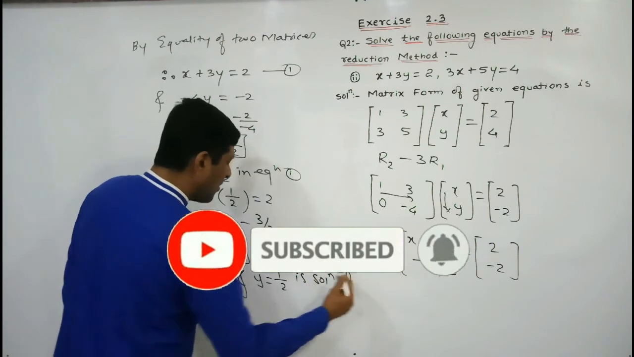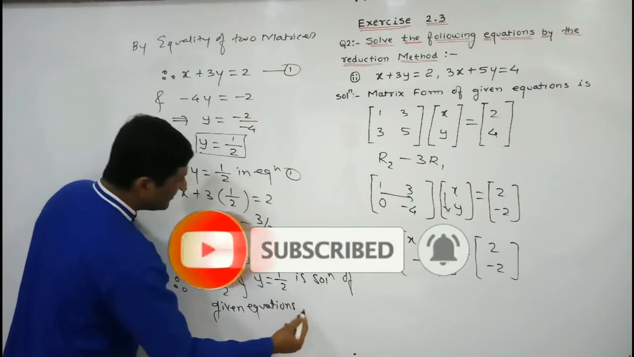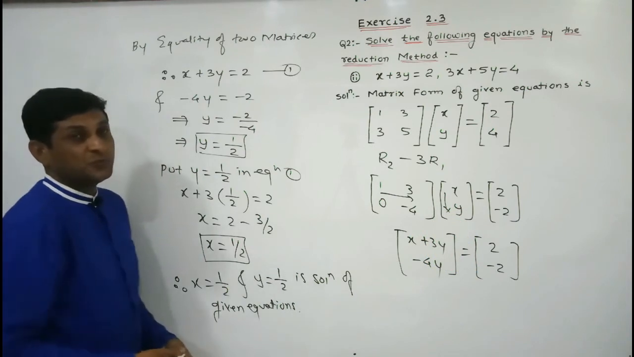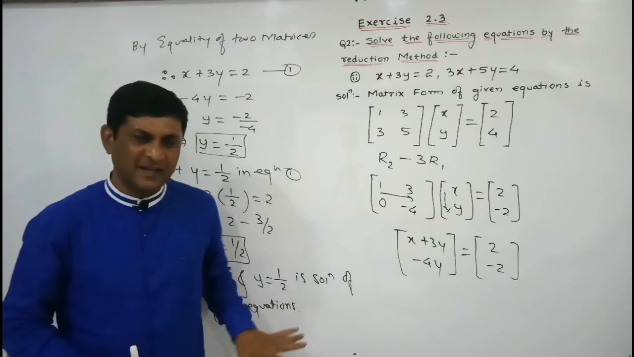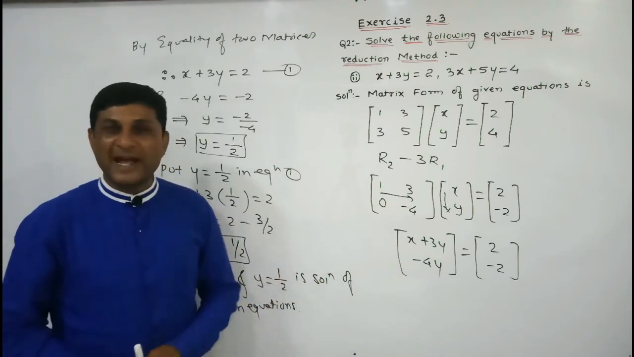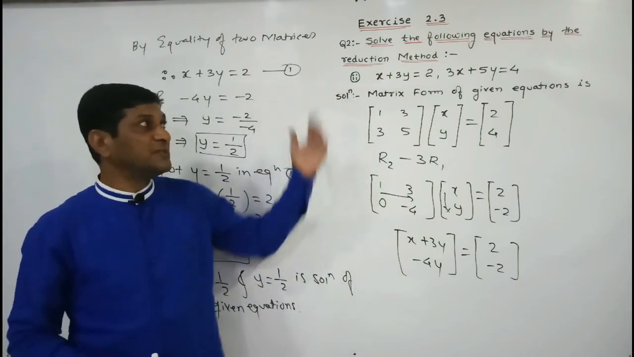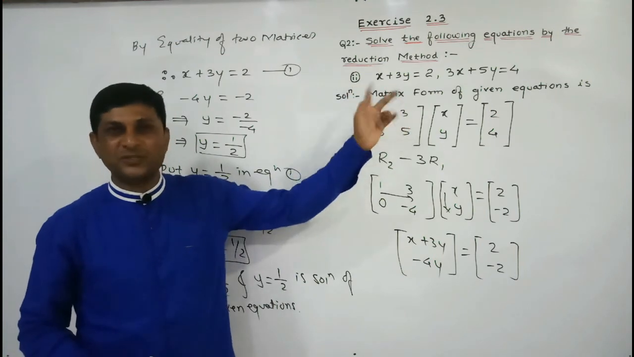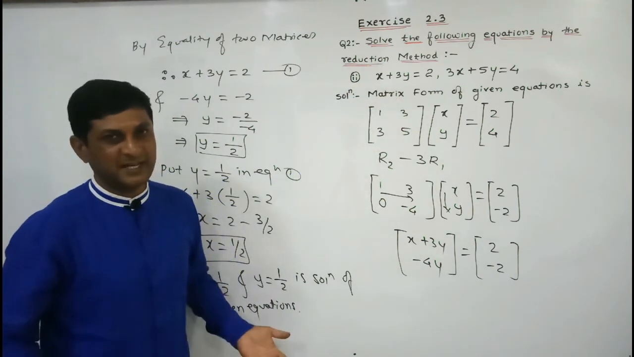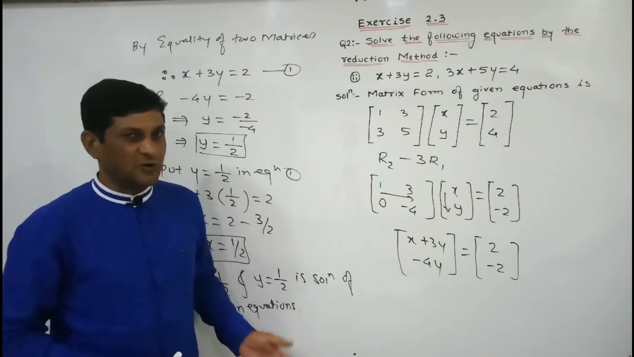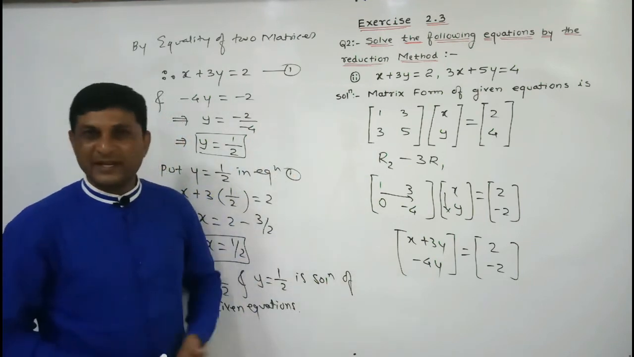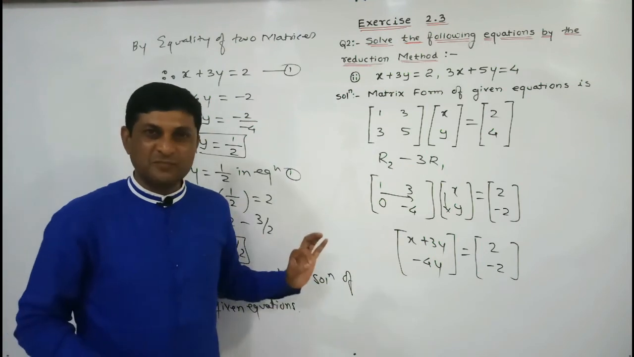In this way, we are finding the solution of the equations applying the reduction method. To check whether our answers are right or not, substitute these values of x and y in the left hand side and check that you are getting the value on the right hand side. So easily you can verify whether our answer is right or wrong. In this way we have completed the second example also, applying the reduction method.